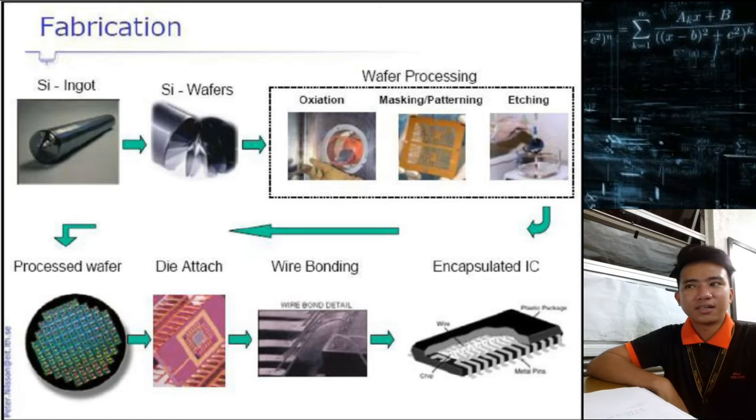After that, a die attach is inserted into a package, and wire bonding is done. A die is bonded with wire to the metal pins of the housing. And finally, an encapsulated IC is completed and produced.